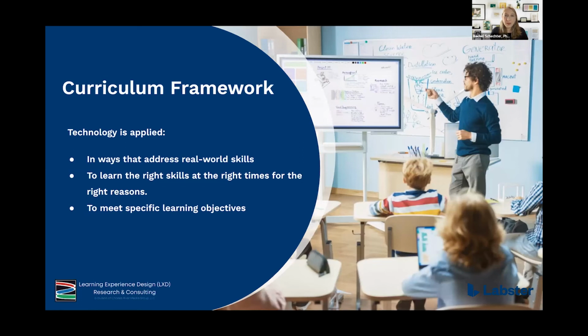So then we have the curriculum framework, and this is where, again, the technology is now being applied to support the curriculum. And you'll see that real world skills coming in again, that the technology helps make the standards, put it in the real world, right? The world of today, these standards, gosh, some of them originally could have been created like 100 years ago, right? Or more probably. But we want to bring that to today, right? Or even the future. So, and to learn the right skills at the right time for the right reasons.